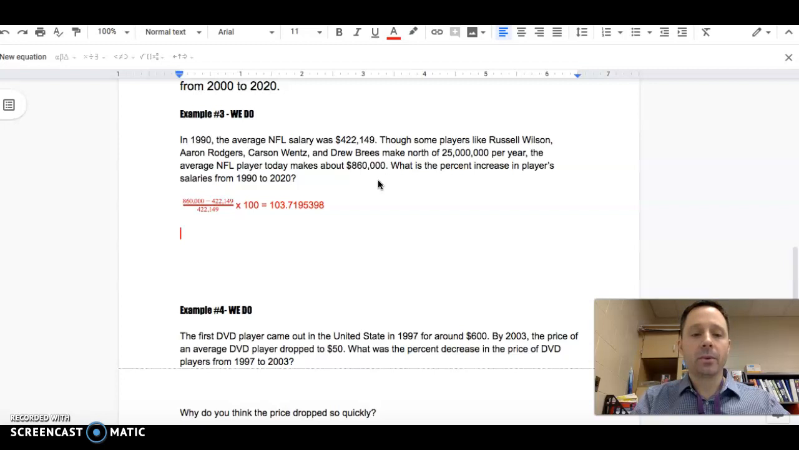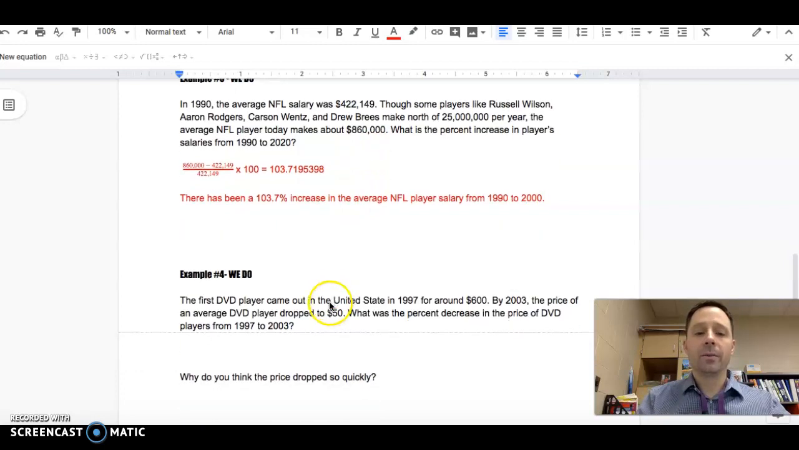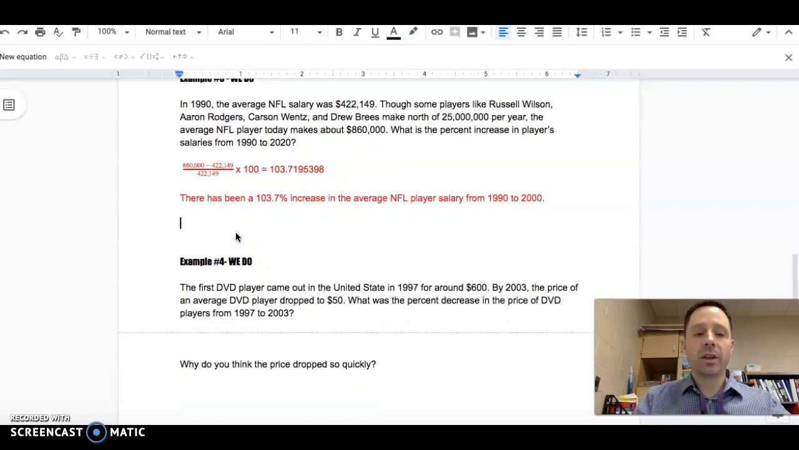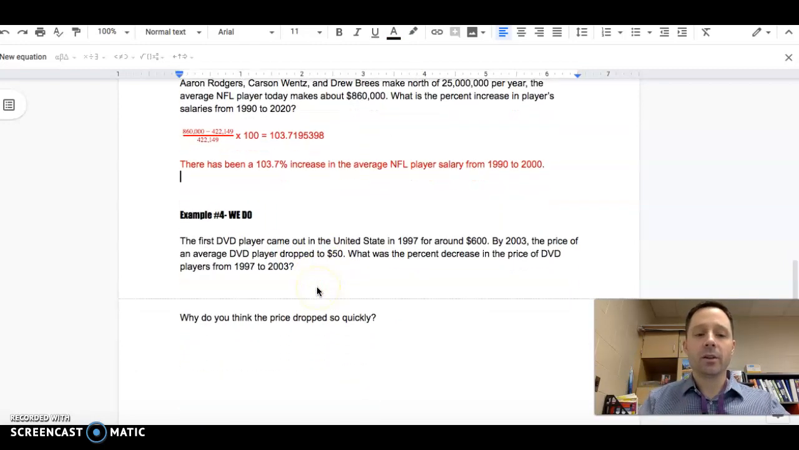So this is a pretty crazy increase. So there has been a 103.7% increase in the average NFL player's salary from 1990 to 2020. So over 100% increase, which is pretty wild.